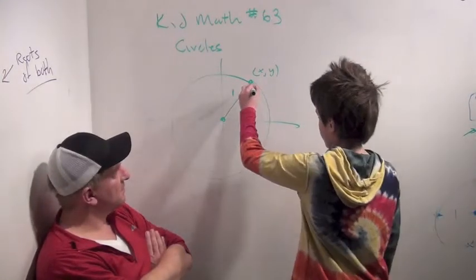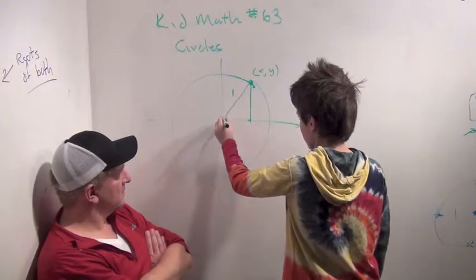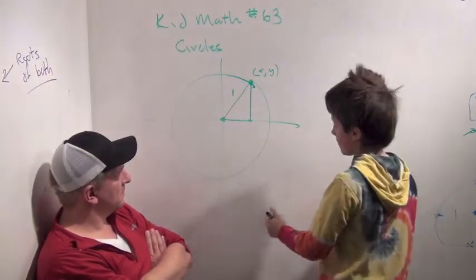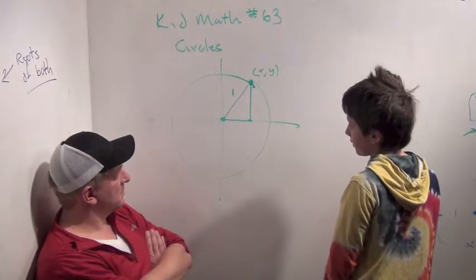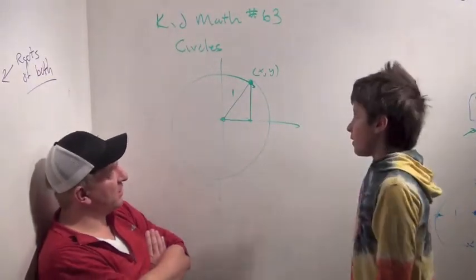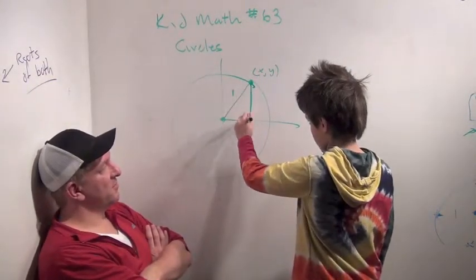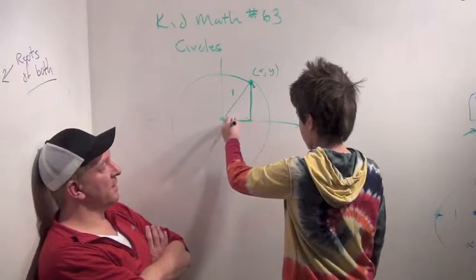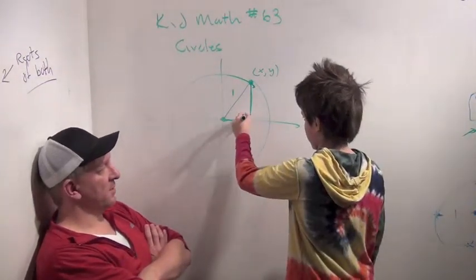Well, you can draw a triangle. So you get a right triangle. Well, maybe not a right triangle. Is this a right triangle or not? Well, you drop straight down, parallel to the y-axis, and you go straight across, parallel to the x-axis. So it is a right triangle.